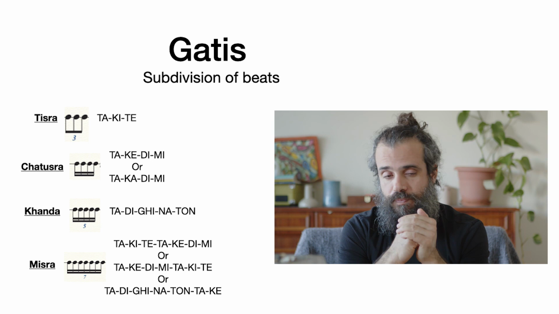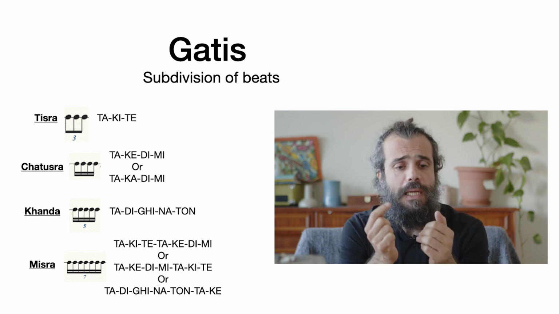So we did tisra, chatusra, kanda. The next gati is number 7. There's no gati number 6, as I mentioned in the previous chapter. So let's see gati number 7, or the way they call it, misra. So misra now is 7 subdivisions per beat. And there are different syllables we can use for misra.